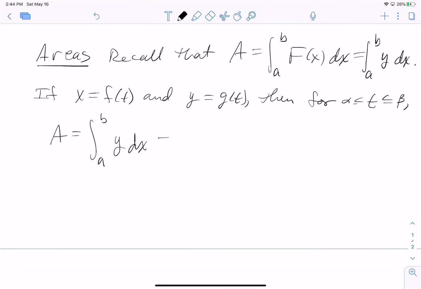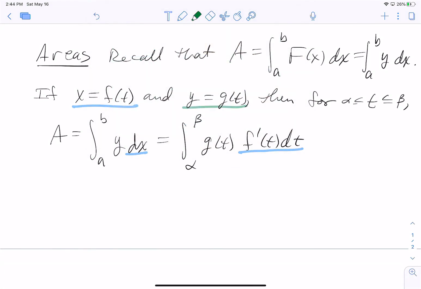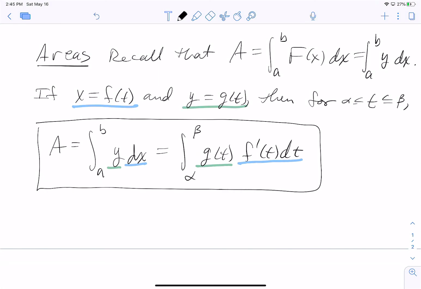Not new, we just wrote that down. But in terms of t, it's the integral from alpha to beta of g of t times f prime of t dt, where we are considering that x is f of t, and so dx is f prime of t dt. Y is g of t, and so y is simply replaced by g of t. That gives us area for parametric curves. On to the next. Arc length.